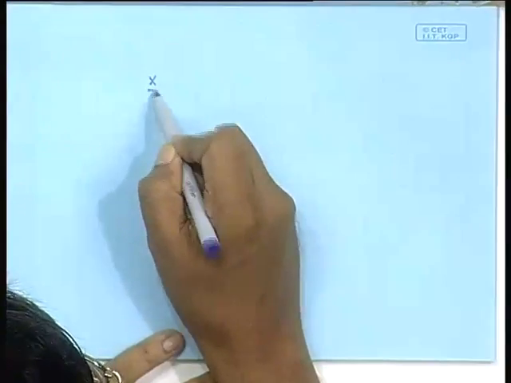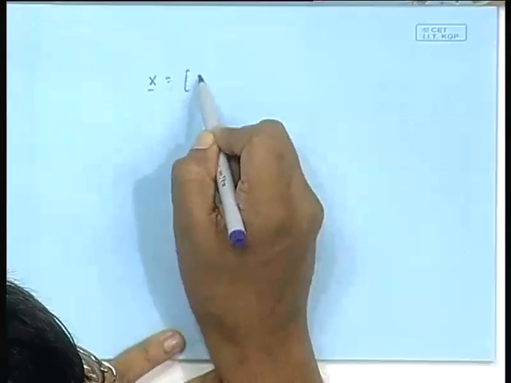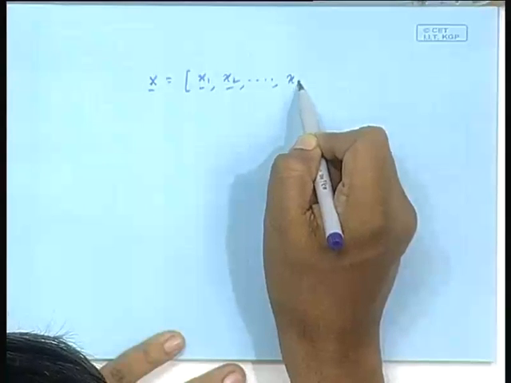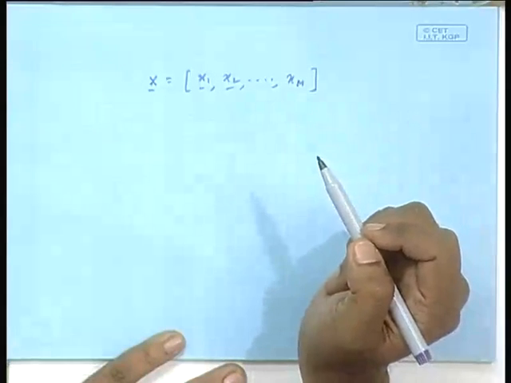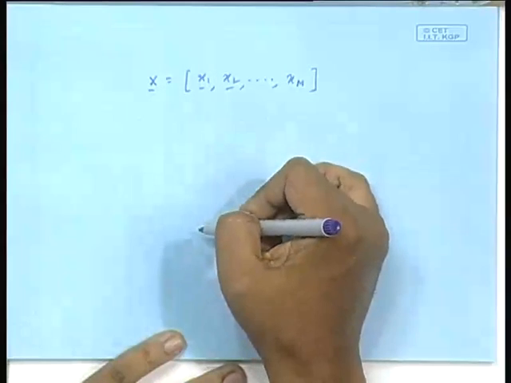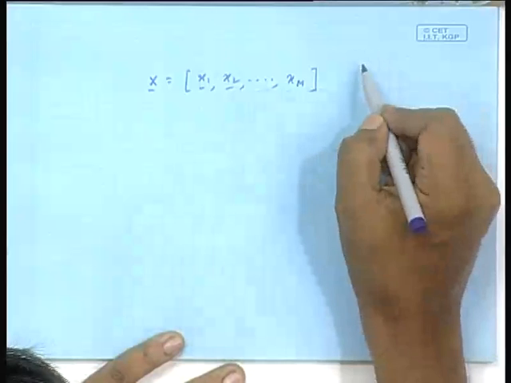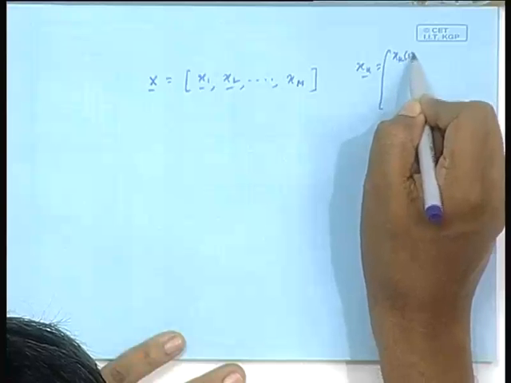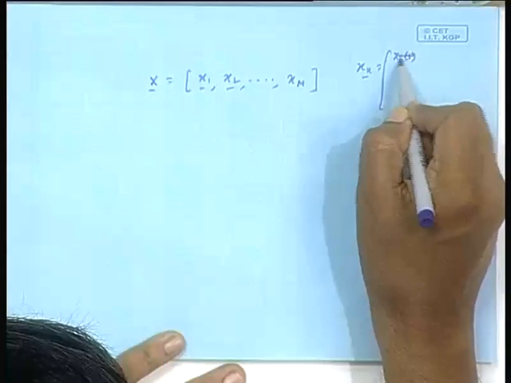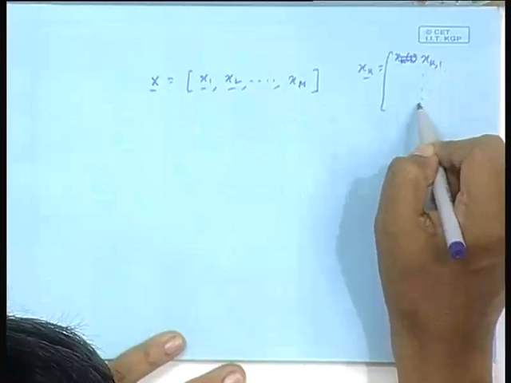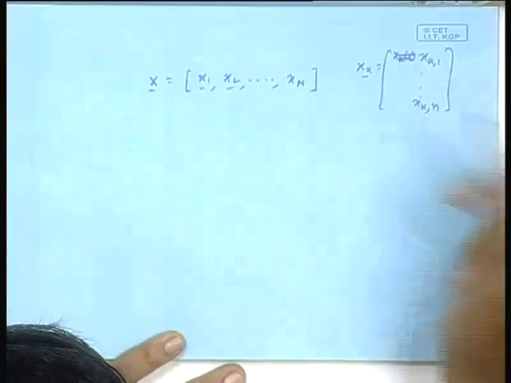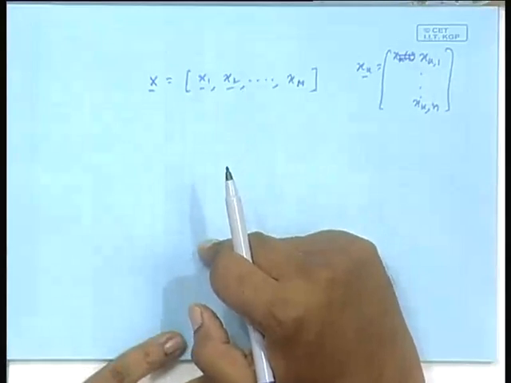Suppose, again using the same notation, I have a matrix X of columns x1, x2, dot dot dot, x m, and each one is a column vector. So, in general the x k vector will be what? x k 1, dot dot dot, x k n, some index n, so the total number of rows is small n.